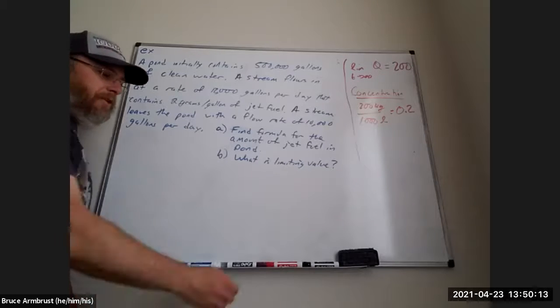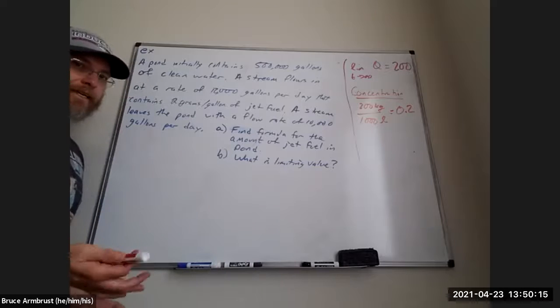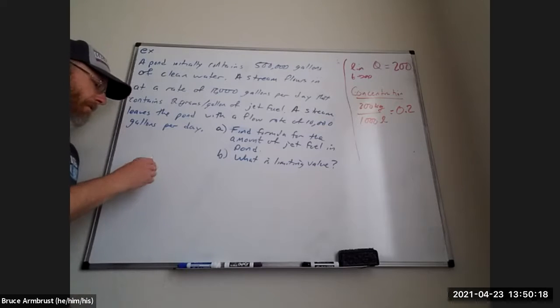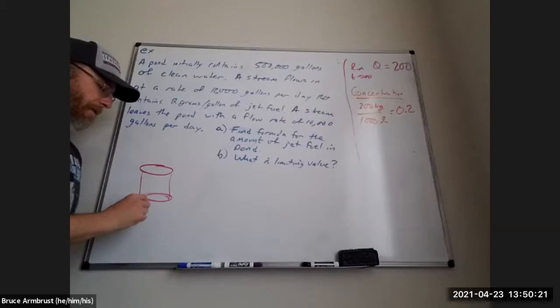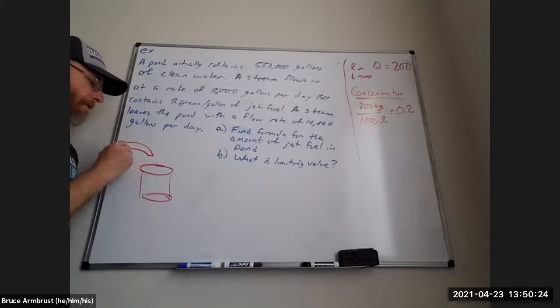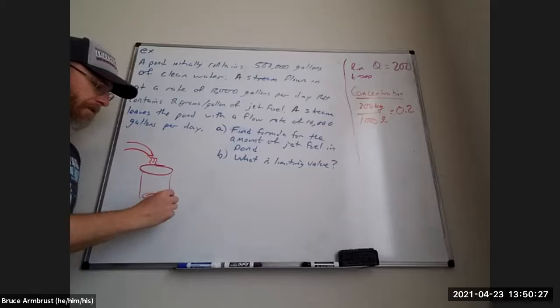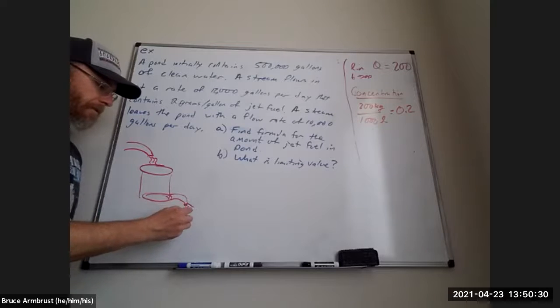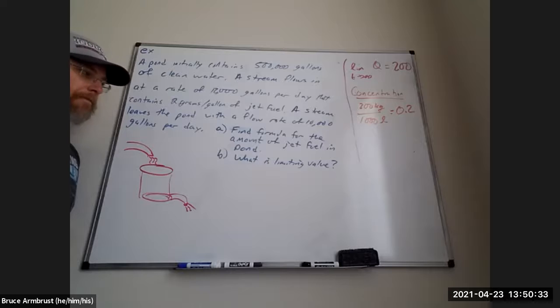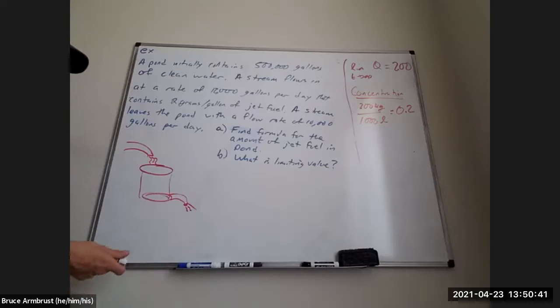All right, so let's see if we can do this. And notice that it's another mixture problem. It's another pond problem. So as promised, here's my pond. Then I've got a stream that's flowing in and I've got a stream that's flowing out. So we're gonna set this up exactly the same way. We wanna look at Q prime. And again, Q prime is going to be equal to the amount in minus the amount out.